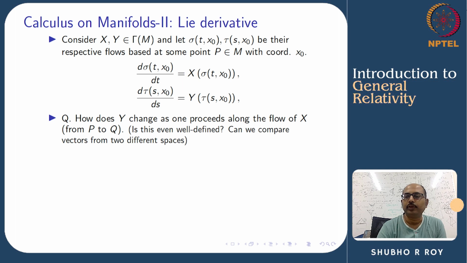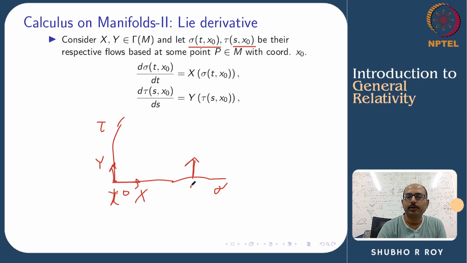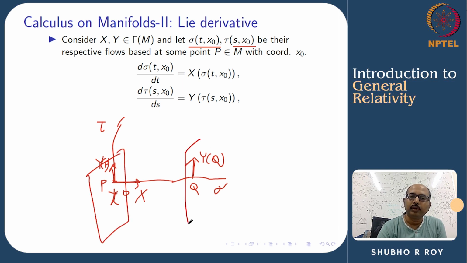Now, from P to Q, let me go back to the diagram. Let me call this point Q, and this point P. From P to Q, this is the value of y at Q, or the vector at Q. You can say that this is not a well-defined question. Why? Y at P lives in the tangent space here, and y at Q lives in the tangent space there. These are two different, separate vector spaces. There's no way I can compare vectors in two different vector spaces, right? So it's not a well-defined question.